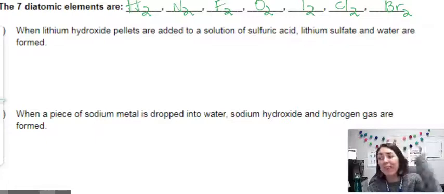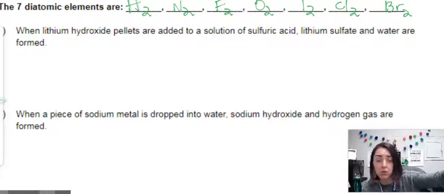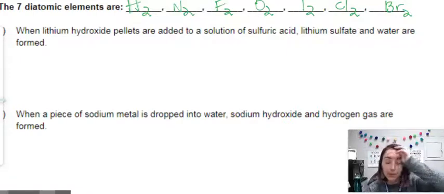One, they form the number 7 on the periodic table, except for hydrogen. Hydrogen's off in the corner, but your other ones actually form the number 7 on the periodic table, and there's 7 diatomics. I've got a mnemonic device. Have no fear of ice cold bears, like polar bears. So have no fear of ice cold bears. That's how I remember it.